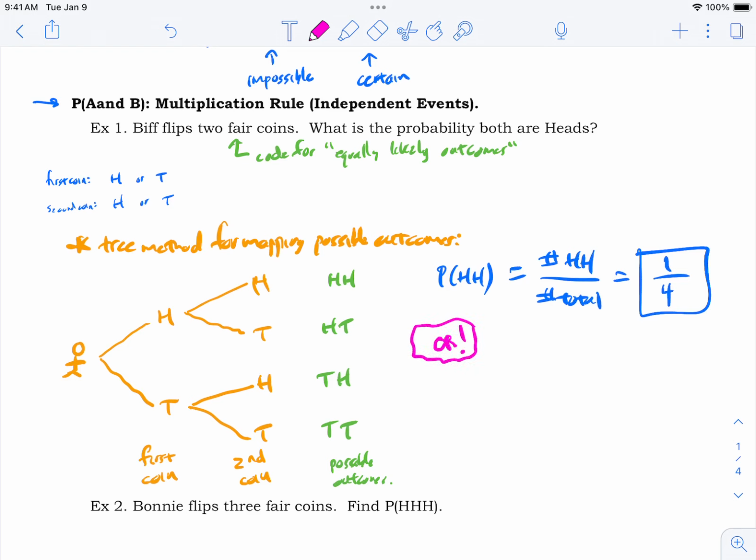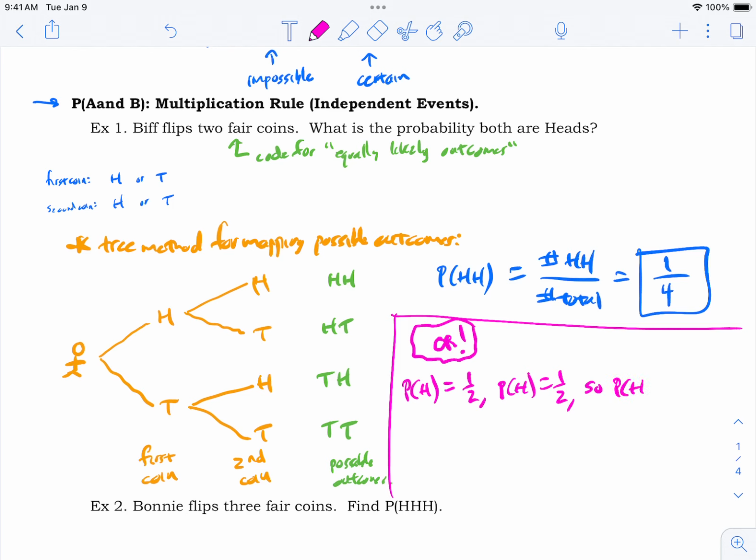Or, if you don't want to get that involved, well, this is a wonderful shortcut. You can think like this. On the first coin, the probability of getting heads is 1/2. And on the next coin, the probability of getting heads is 1/2, right? So the probability of getting both heads is 1/2 times 1/2. And what's 1/2 times 1/2? It's 1/4. That saved a lot of work, didn't it?